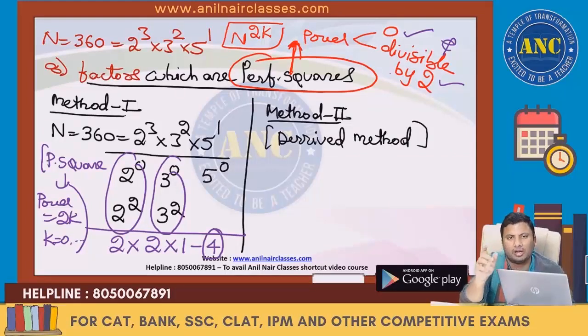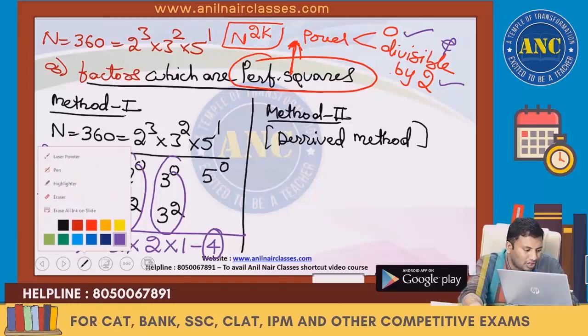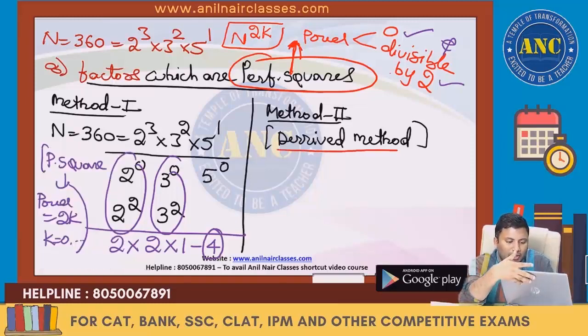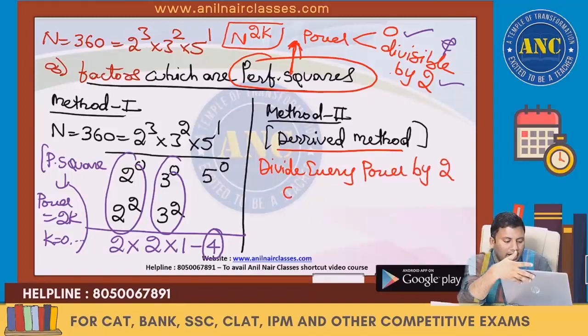A perfect square means the power should be divisible by 2 or 0. Now, method 2. For larger powers, this method 2 will help. It is a derived method. What is this derived method? Divide every power by 2 and add 1. Ignore decimals.